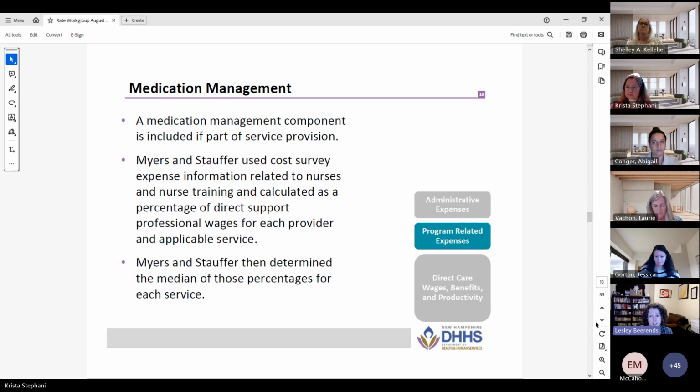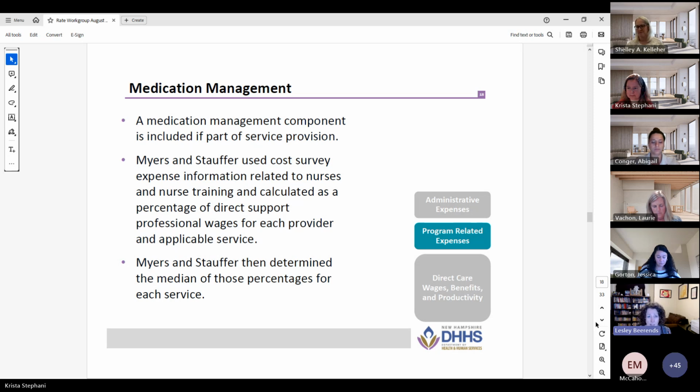Okay. Medication management. So once again, medication management, if it's included as part of a service provision, we then have a separate component for medication management. We used the cost survey expense information. We had asked specific questions about RNs and nurse training and what they did with that nurse training. So we took cost survey information related to nurses and that nurse training, calculated as a percent of DSP wages for each provider and applicable service.